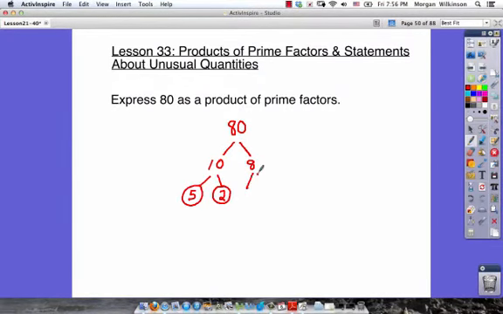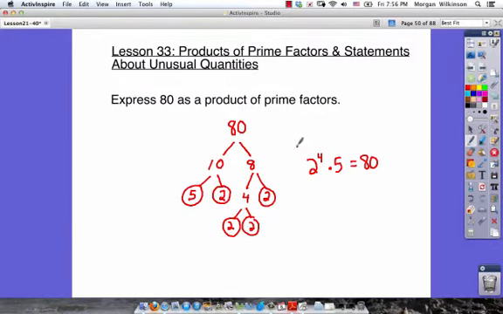8 is made up of 4 and 2. There's one more prime factor, 2. And 4 is made up of 2 times 2. So we've got our other prime factors. In order to express 80 as a product of prime factors, we're going to get 2 times 2 times 2 times 2 times 5. And a simple way to write that will be 2 to the 4th power times 5. And we're all done, because we know that this is equal to 80. So we've expressed 80 as a product of prime factors.